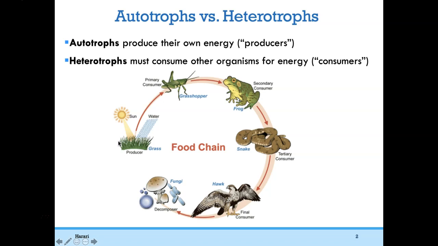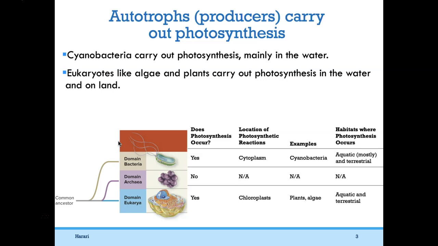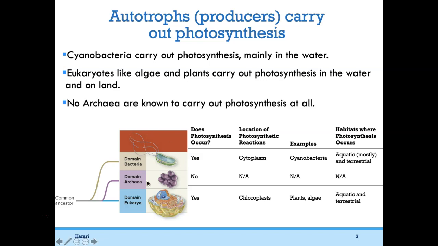So autotrophs produce their own energy. Heterotrophs must consume other organisms in order to get that energy. Autotrophs produce their own energy by carrying out photosynthesis. Prokaryotes, like cyanobacteria, carry out photosynthesis mainly in water. Eukaryotes, like algae and plants, carry out photosynthesis both in the water and on land. And no archaea are known to do photosynthesis at all. So you can see in this table, bacteria and eukaryotes do have photosynthesis.